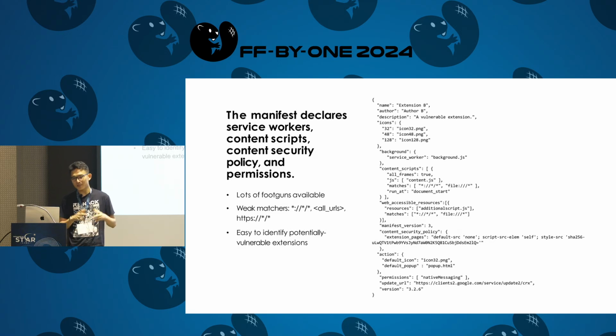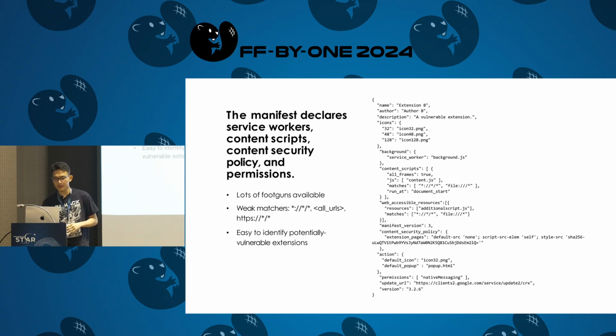So firstly, the manifest declares a few things. It declares the service workers, the content scripts, and more importantly, the content security policy and permissions, right? And there are a ton of footguns where developers can make mistakes or have overly permissive permissions. One of the key things in Manifest v3 is that you no longer have a background script, you have what they call a service worker. This is what you define as the script that runs in the browser extension context.